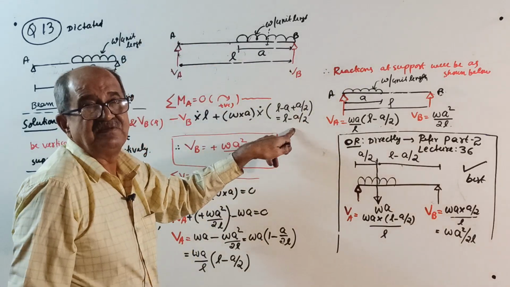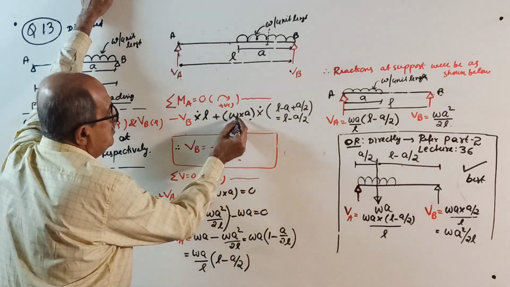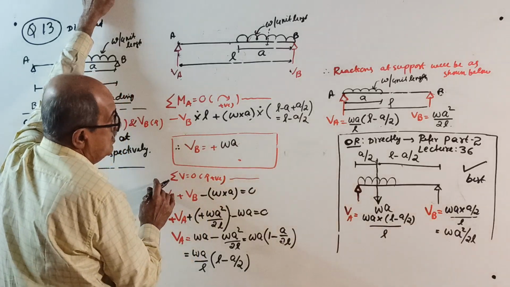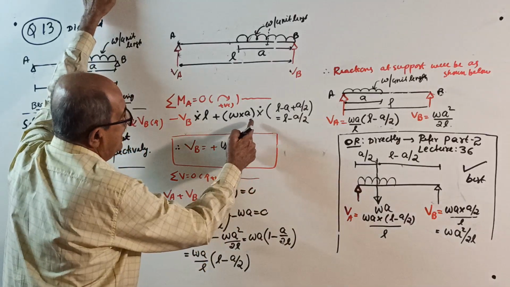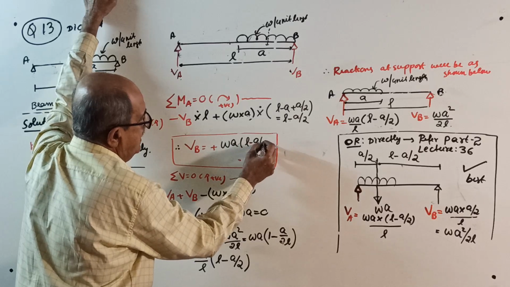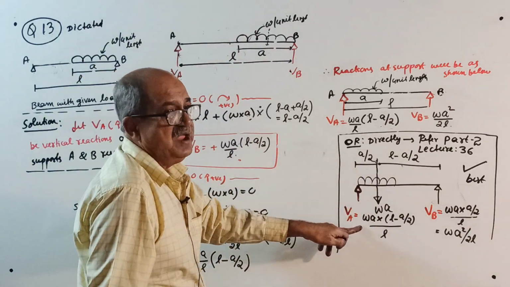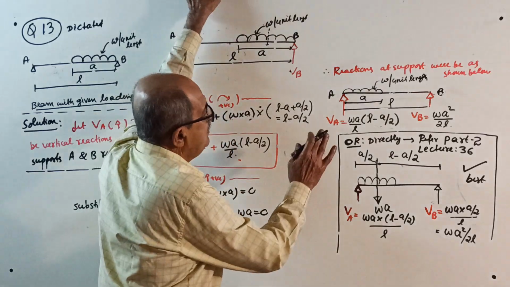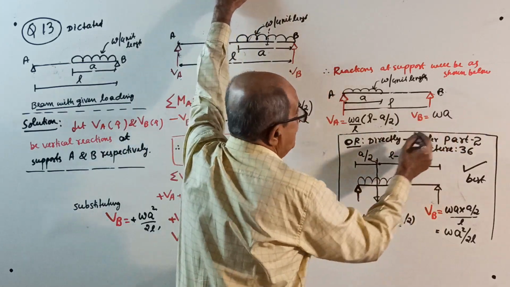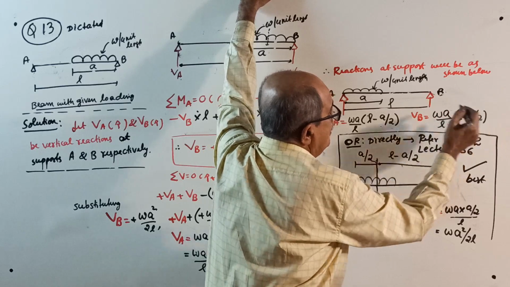See, same answer. Equal to 0, your VB will come as WA into L minus A by 2 divided by L. So your VB will be equal to WA by L into L minus A by 2. What you got last time as VA, we got VB now.